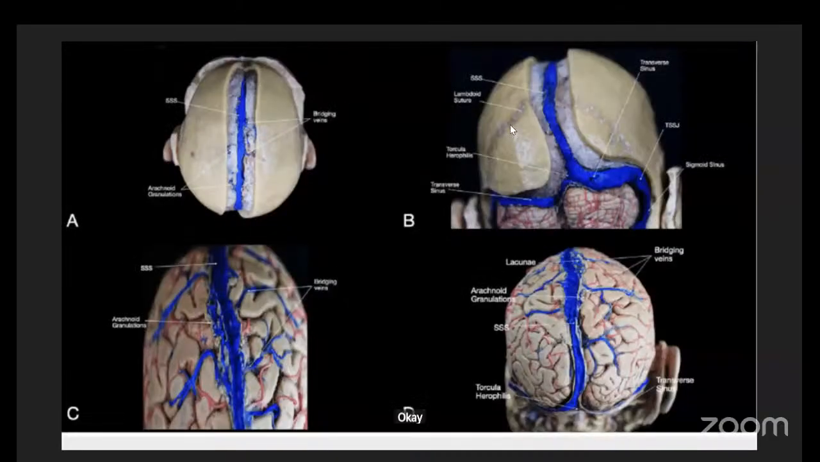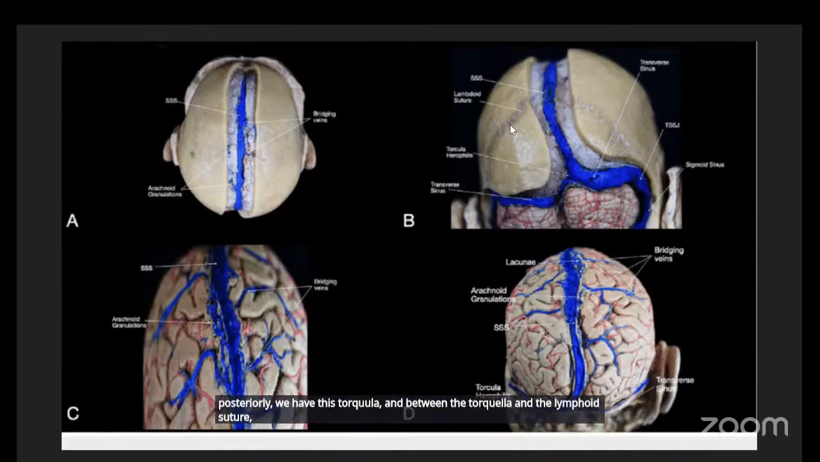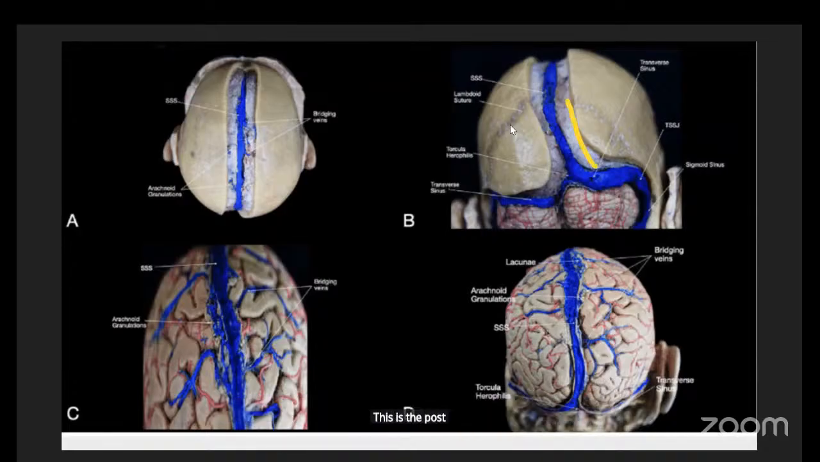Okay, so these are the cadaveric images, just so it's easier for you to identify. Anterior, we have already discussed. Posteriorly, we have this torcula, and between the torcula and the lambdoid suture, this is the posterior third of the segment. And you can see how beautifully it is visible. One side of the transverse sinus is dominant, and the other side is not as big in size. You can see the arachnoid granulations.